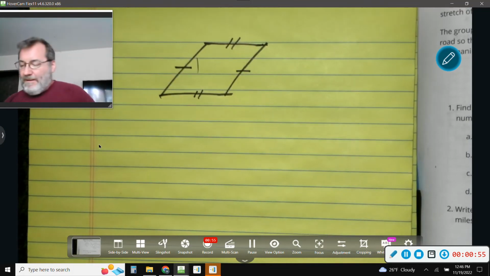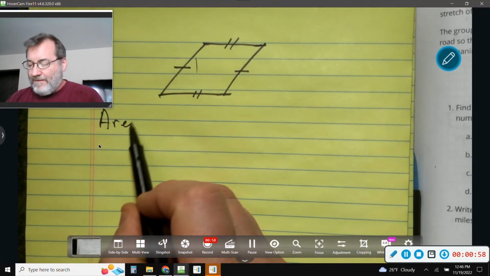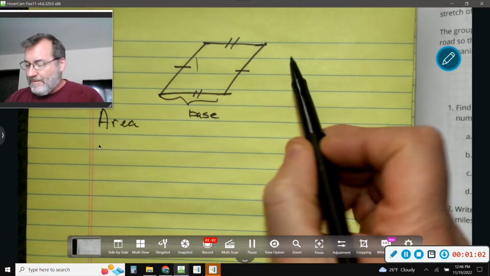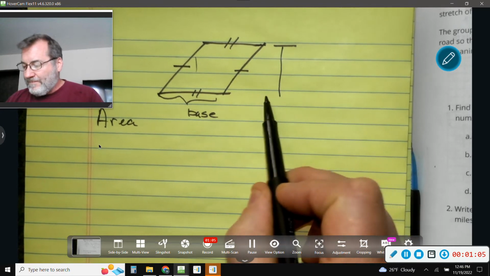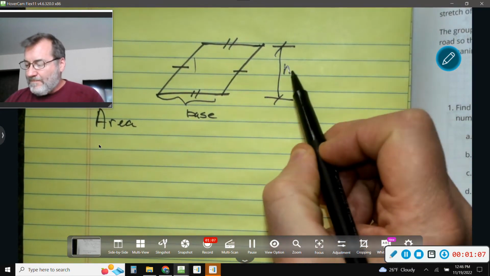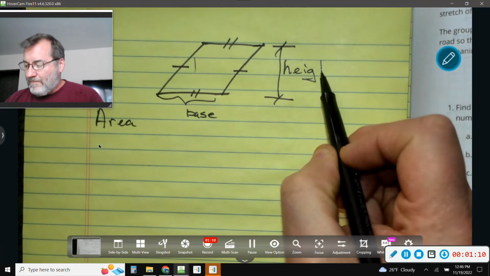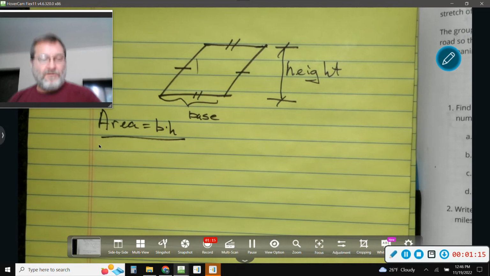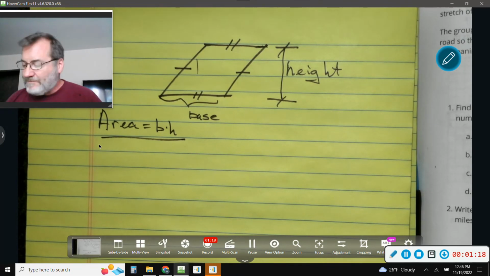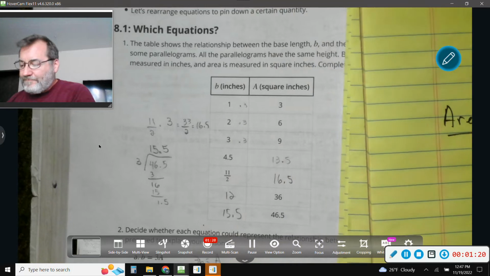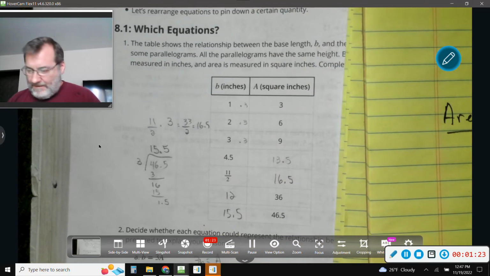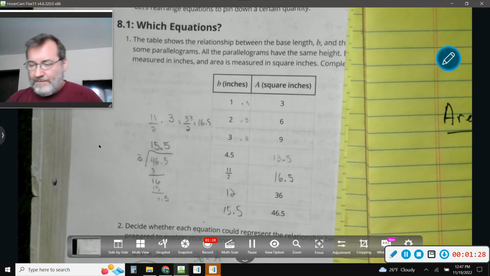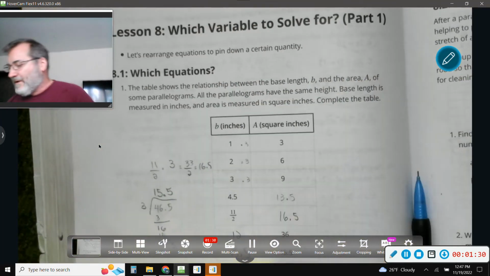And if I want to find the area of a parallelogram, it's the base times its height. So there goes base times height. That's the root of what these are. Okay? So if we go through this, they say that the base is here, and there's the area. Let's walk through this and see what's going on here.